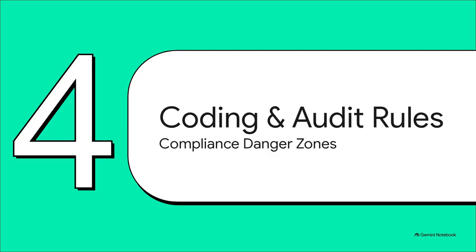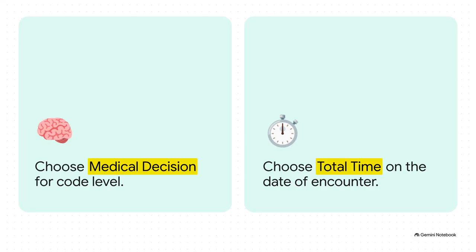And finally, Section 4. We are officially entering the danger zones, coding and audit rules. So here is the absolute bottom line. You must choose either the MDM track or the total time track to select your final level. These are mutually exclusive methods.